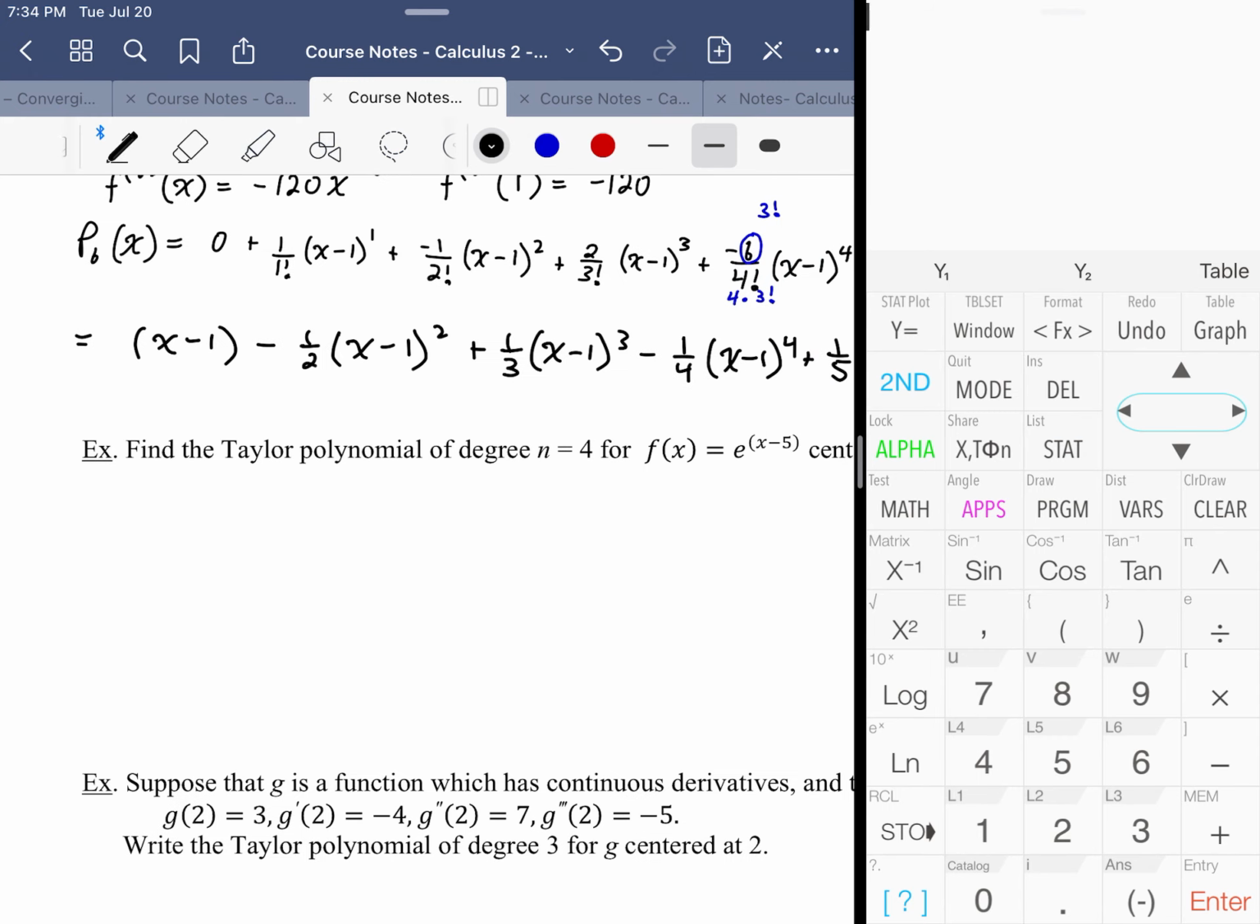All right, so as far as derivatives are concerned, this is nice because f of x is going to have a derivative of e to the x minus 5. The derivative of the exponent is 1, so that's not going to change. So every derivative is going to be e to the x minus 5. So at 5, it's 1 for the original function, and every subsequent derivative, the result is going to be 1.